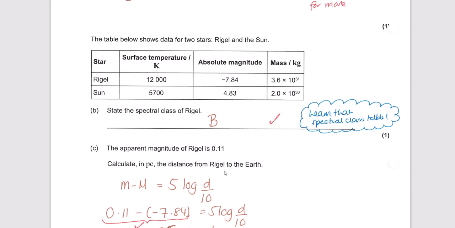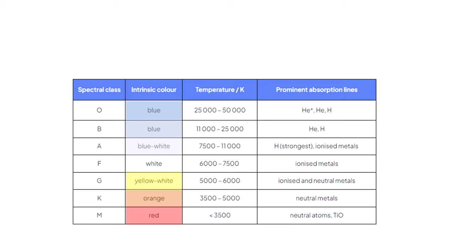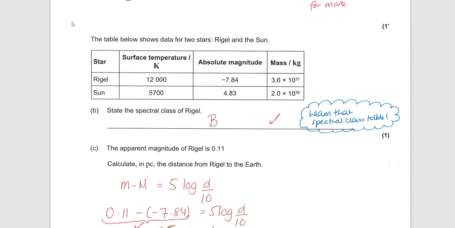So we've got here the data for 2 stars, Rigel and the Sun, and we have to know the spectral class of Rigel. Now this is where knowing this table off by heart is really important, which is not the easiest set of numbers and things to remember, but it's something that is worth doing, because we can see there that Rigel must therefore be in the spectral class B, because it has a temperature of between 11 and 25,000. So we're going to jot that down. Here we go. 12,000 is between those two. You need to learn that table.